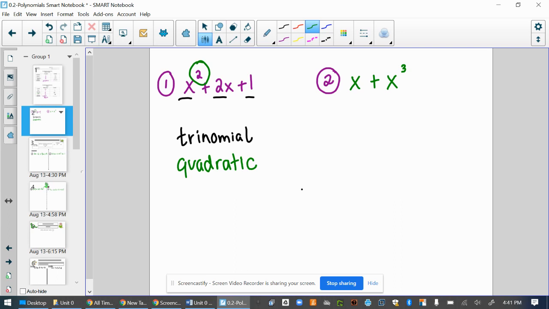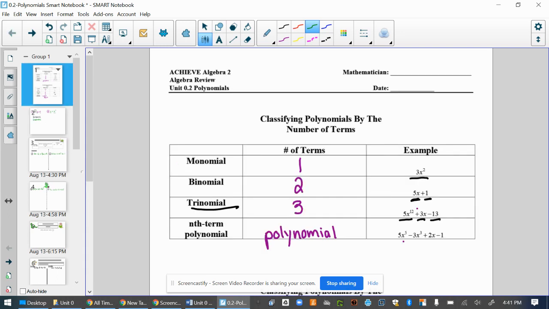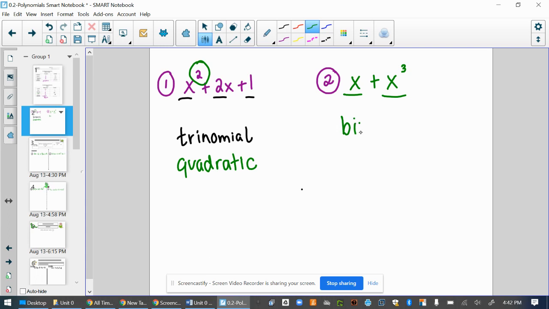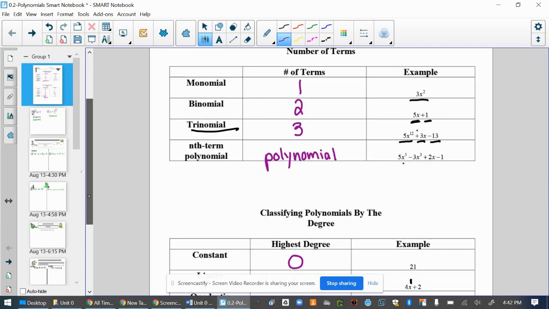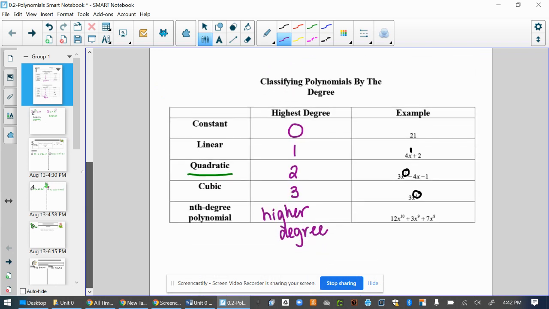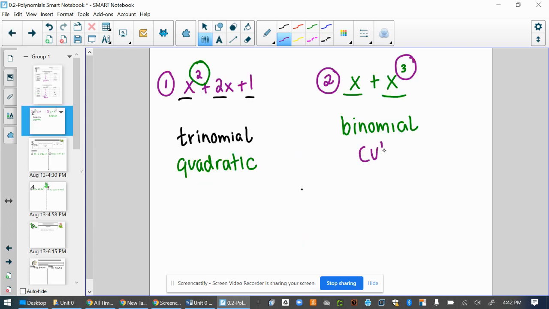If I look at number two by number of terms, I'm going to see I have 1, 2 terms. So I'm going to come over here to my chart. If I have 2 terms, that's a binomial. And then when I look for my highest degree, don't be fooled. The highest degree here is to the third power, the largest exponent. So I just look at my chart, and that is cubic. So this would be a cubic binomial.